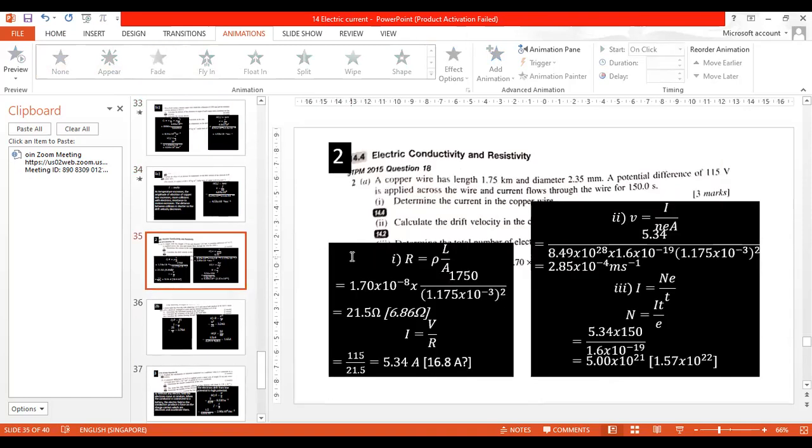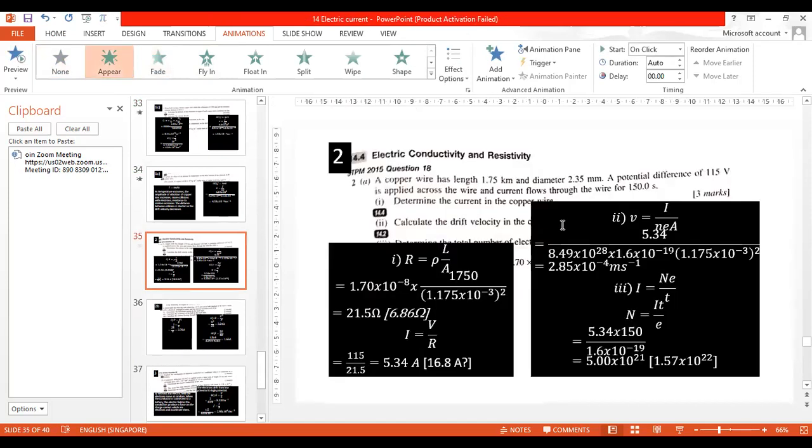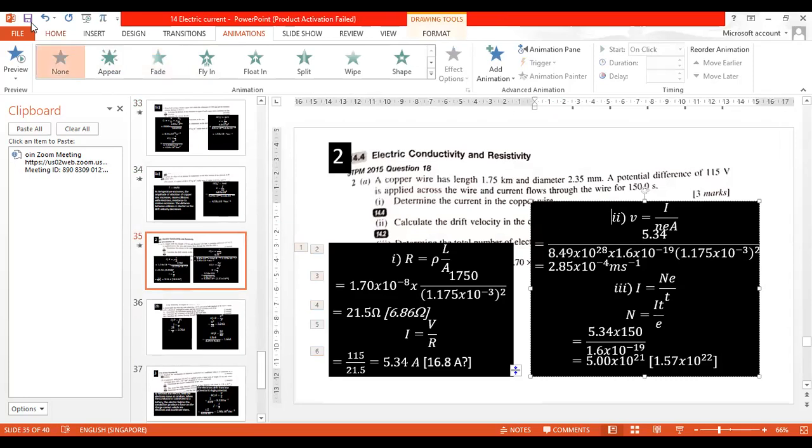You can see that most of your questions are calculation. So if you don't know how to calculate, you will be losing out.